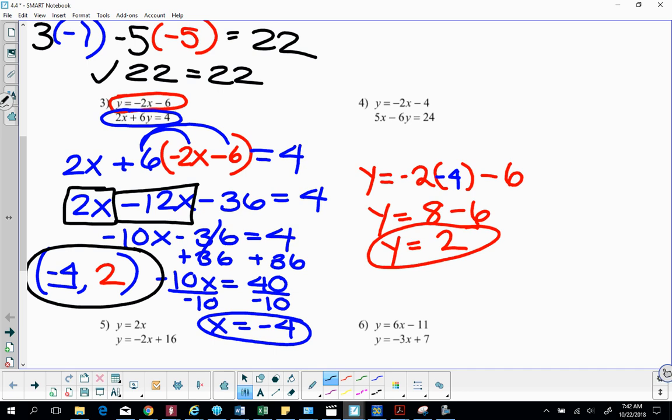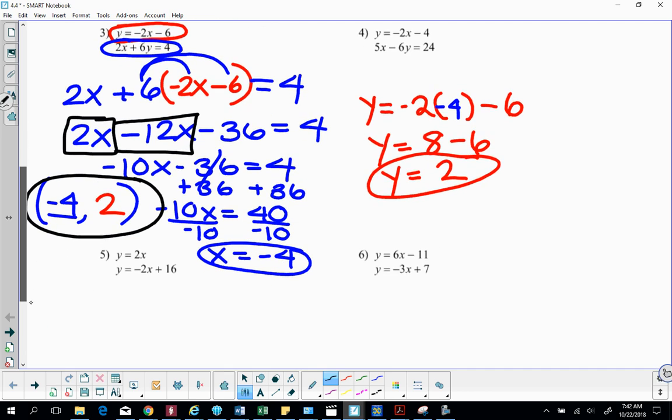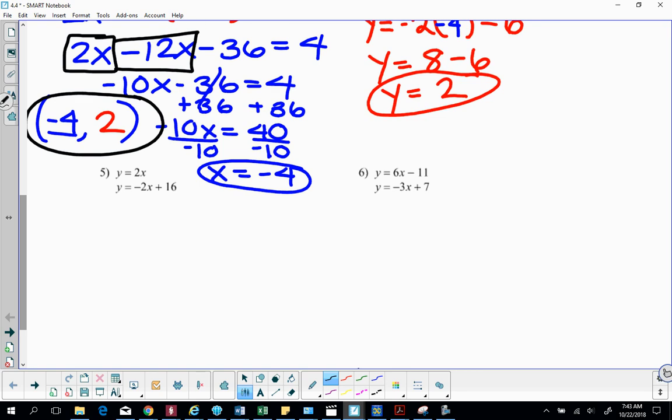And so we're going to be doing number 6. So number 6 is a little bit different. They're actually both in slope-intercept form. So see number 6 right here, and I'm going to use two different colors so you guys don't get confused. And so see how these are both equal to y? They're both solved for y already? It doesn't matter.